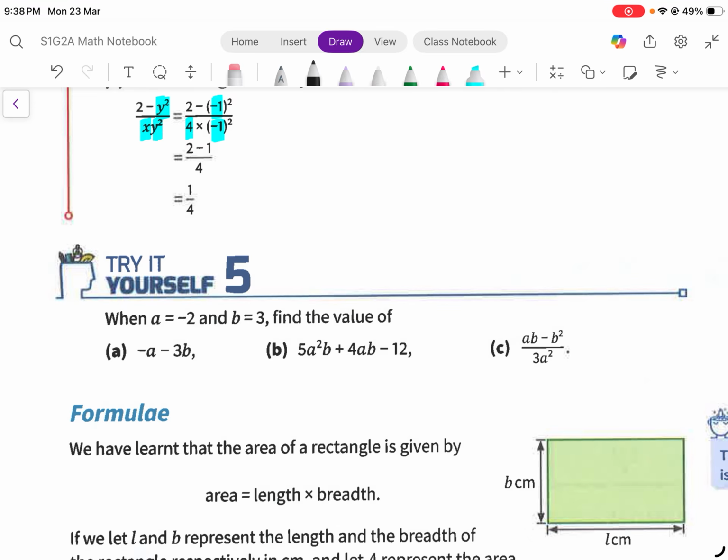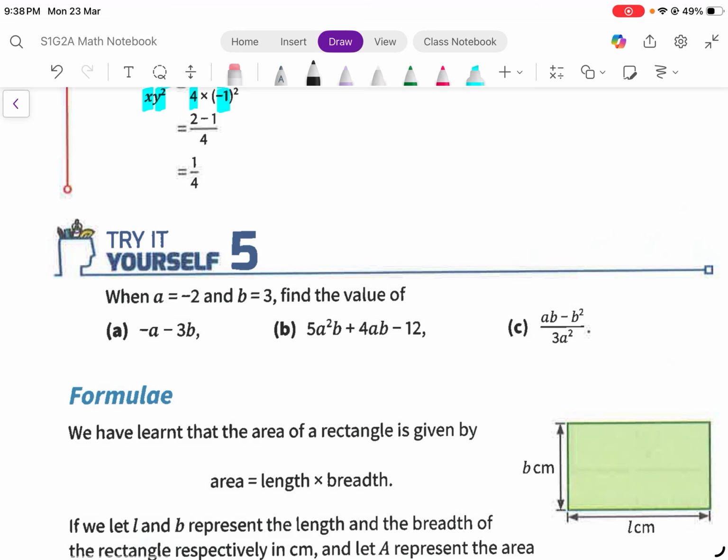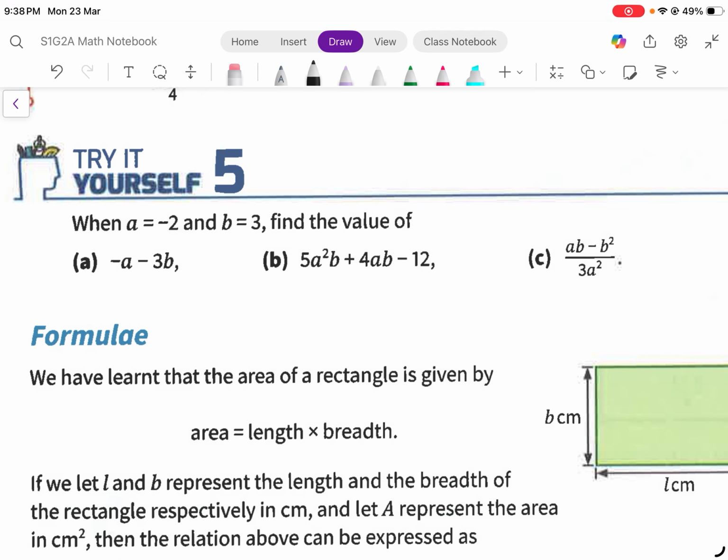Okay, so this is quite simple. Alright, so give it a try. Okay, once you're done, let's go through the answer. Okay, so minus a will be minus minus 2, minus 3 times 3. So this will be 2 minus 9, minus 7.